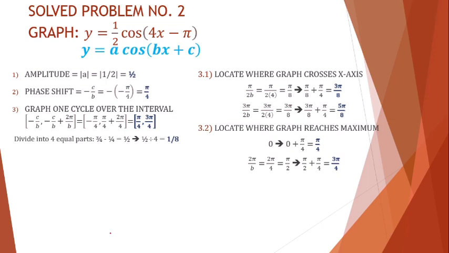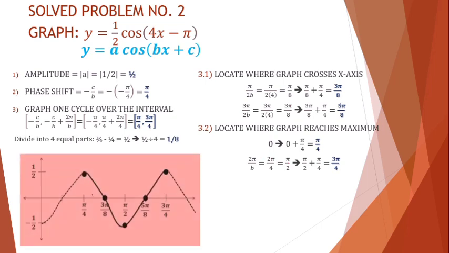So now, 0 and 2 pi over b, since this is cosine. Okay, wait, let me show the graph. Cosine. Since I'm also applying step D or step 4 here, extend if necessary, if possible. The period is 2 pi over b, which is 3 pi over 4. You will notice here that this is where the phase shift starts.